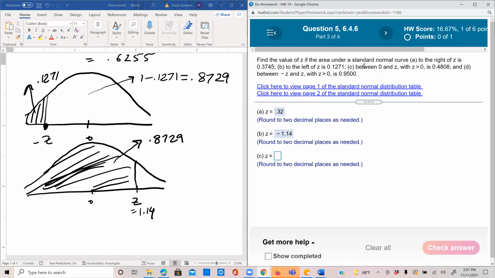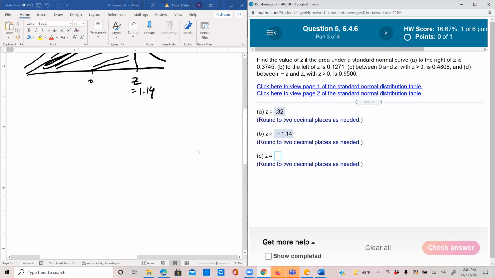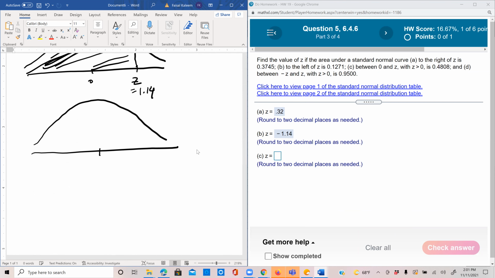Okay, and now we say area between 0 and z is 0.4808. So once again, remember 0 cuts off half of the area, or 0.5 of the area. And now we're talking about 0.4808, and they're telling us it's a positive z, so area between 0 and that positive z is 0.4808, so it's this one. This is the z, and the area between 0 and z is 0.4808.